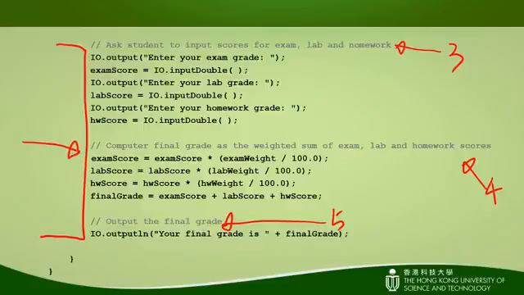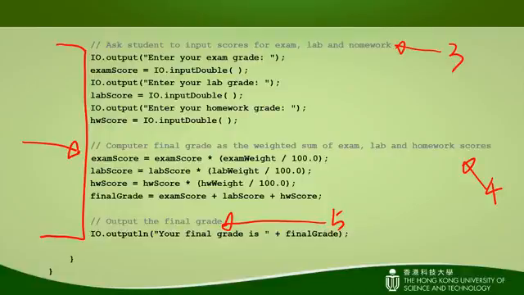Notice that the block of statements under step 3 prompts the user to enter exam grade, lab grade, and homework grade using the IO statements IO.output and IO.inputDouble. There is another statement, IO.outputln, under step 5. I will come back to these IO statements when we discuss simple IO towards the end of this lecture. I will also discuss what each of the statements under step 4 means in more detail.